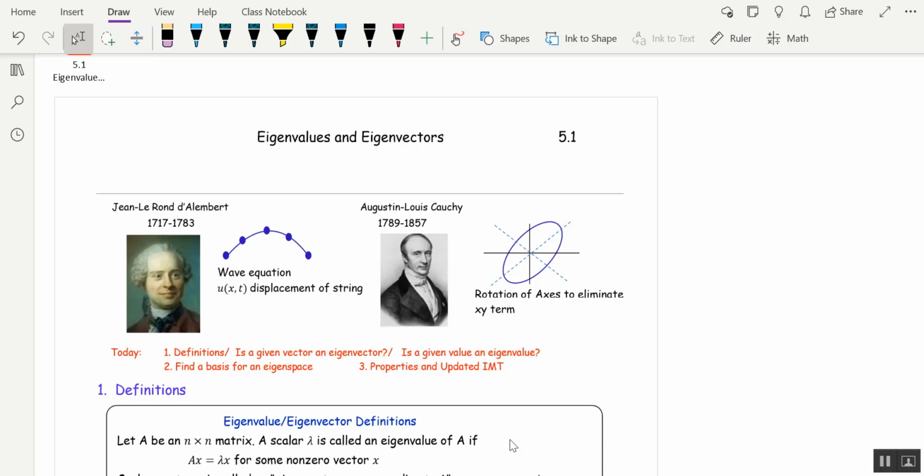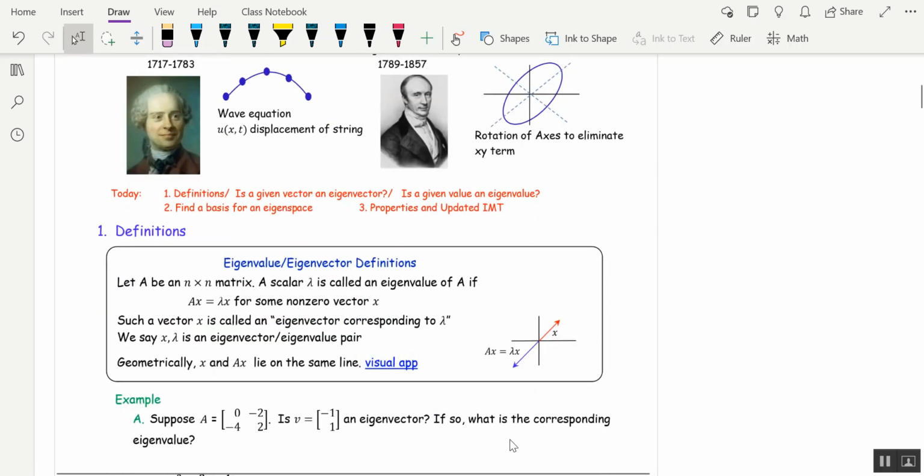Welcome to section 5.1. I'm just going to jump right into the definition of eigenvector and eigenvalue. Suppose you have a square matrix A, and Ax equals lambda x for some non-zero vector x and some number lambda. Then we say x is an eigenvector corresponding to the number lambda, and lambda is an eigenvalue. What that means geometrically is that x and Ax lie on the same line, and I'm going to show you that with an app.